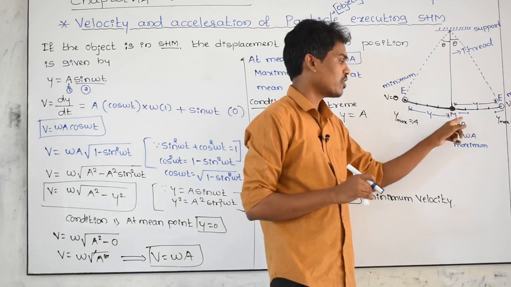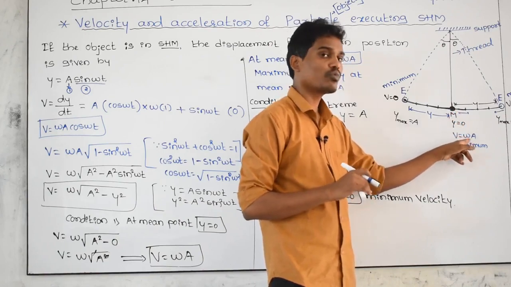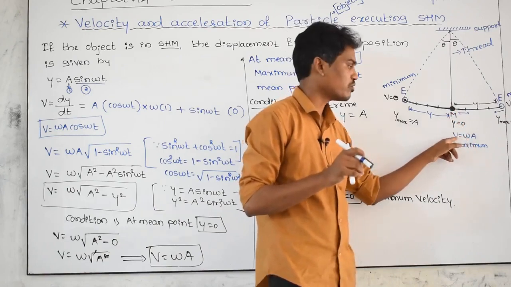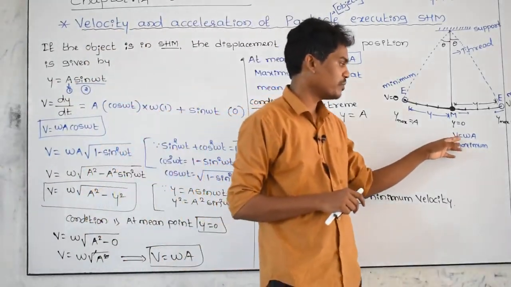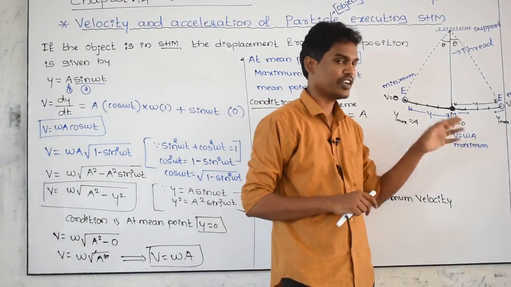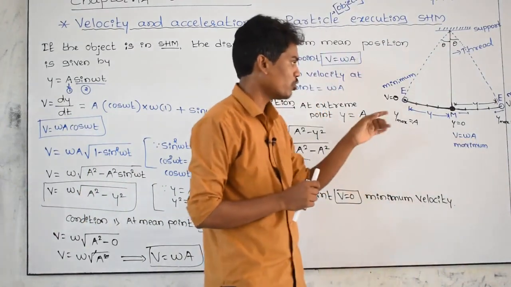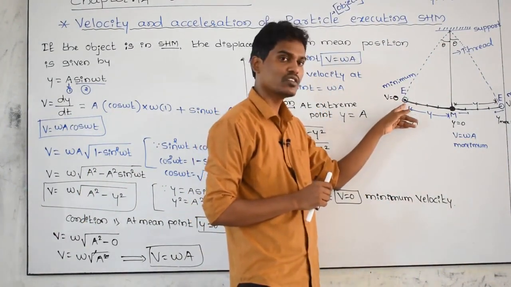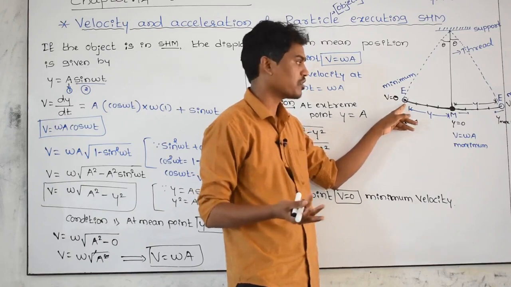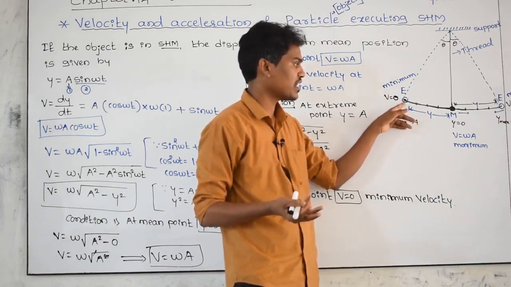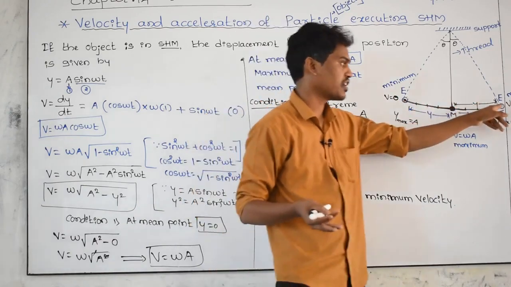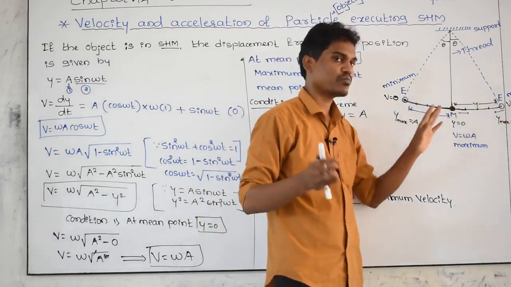At mean point velocity is maximum, so how to find out the velocity at the mean point? Velocity at mean point can be calculated by using v is equal to omega into a. And how to find out velocity at extreme point? It need not be calculated, because we already know the condition. The velocity of the object at extreme point is 0, and at mean point is maximum.